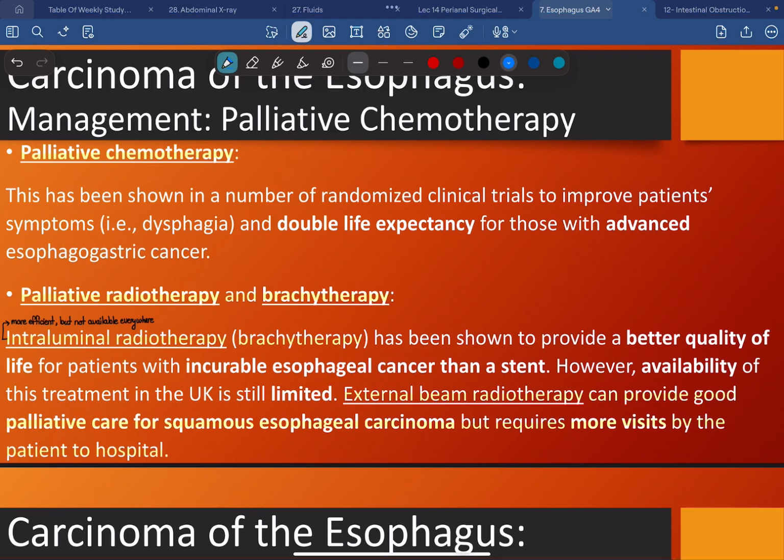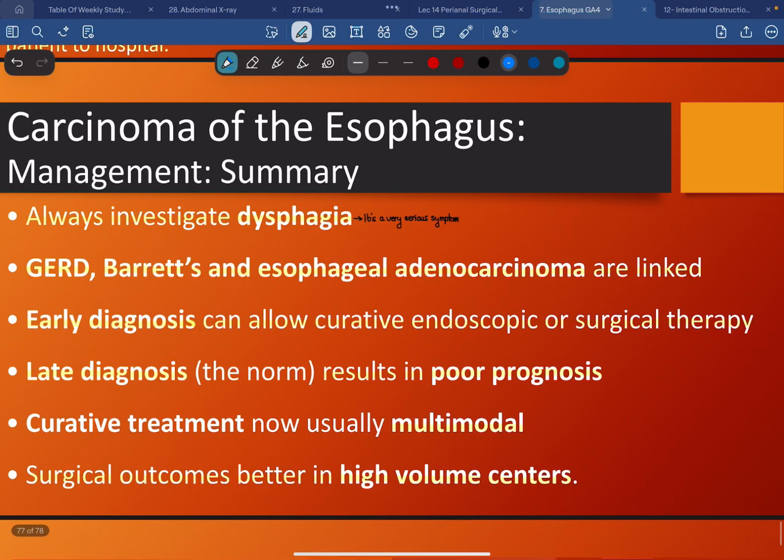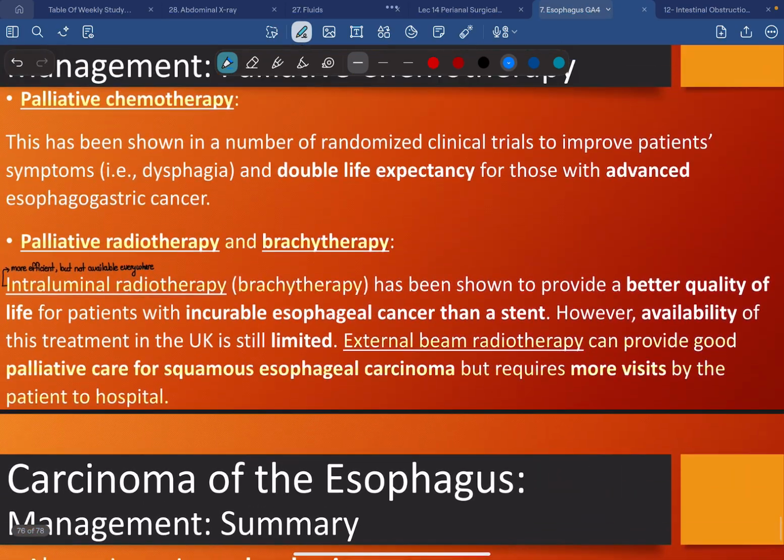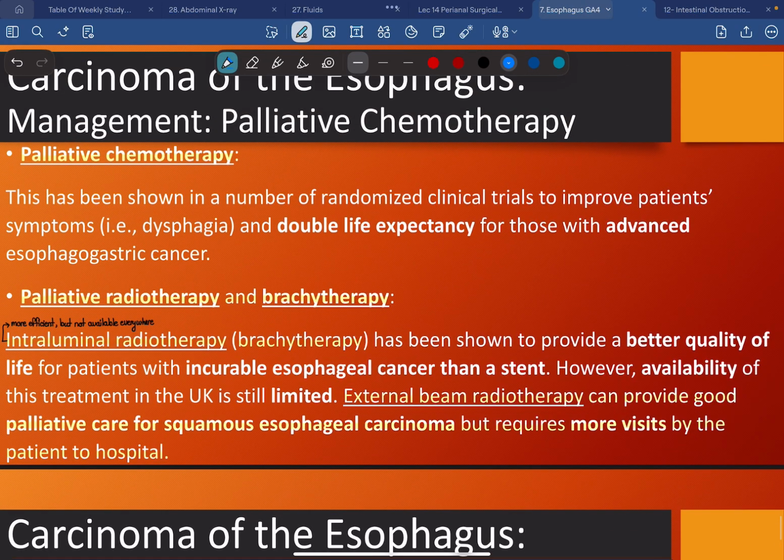Palliative radiotherapy is best done by direct intraluminal radiation, which is called brachytherapy, but unfortunately it's not widely available. So most of the cases are treated with external beam radiation.